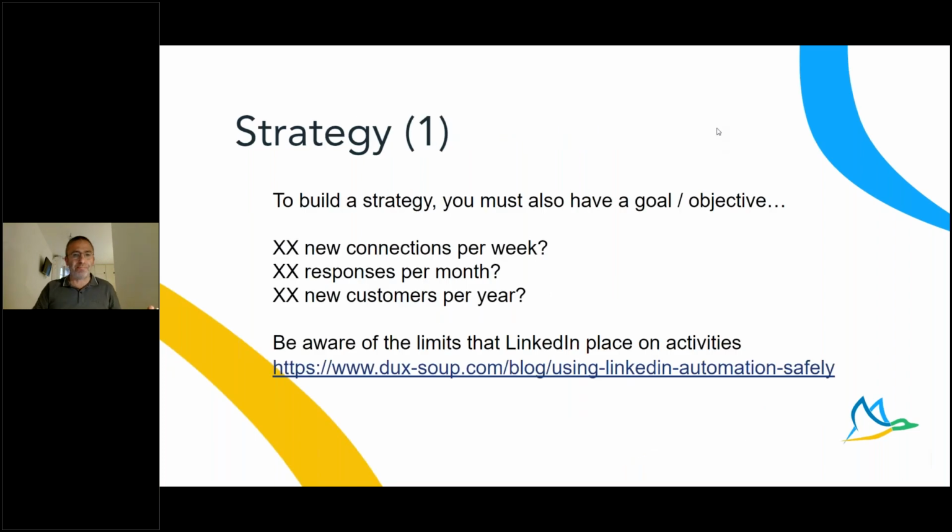To build a strategy, when it comes to lead generation, you need to have a goal or objective. What are your goals? To achieve so many new connections per week, so many responses per month, or maybe so many more customers per year. You need to be aware of what Dux-Soup can do for you in order to achieve all of this. So you've got to try and join up all of the dots. Are you using Dux-Soup Pro, in which case you've got the simple one action per visit? Or are you a Turbo user? Are you building campaigns?